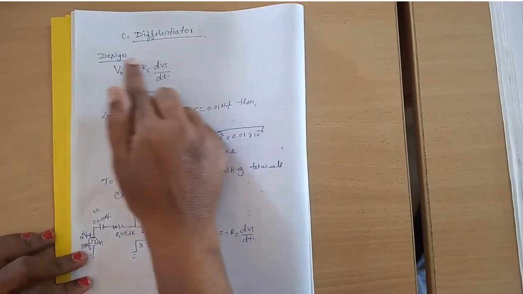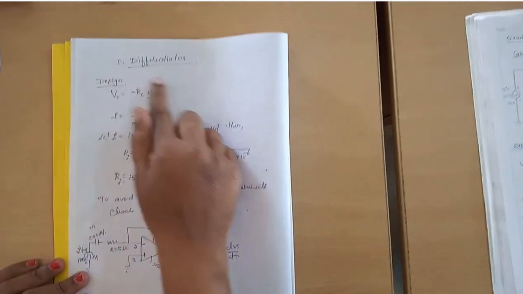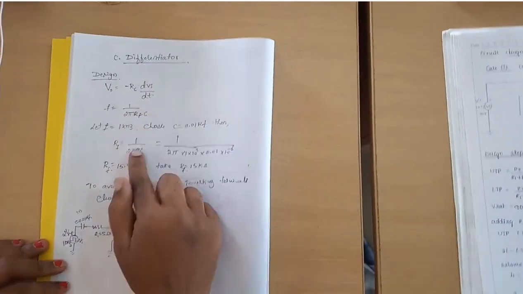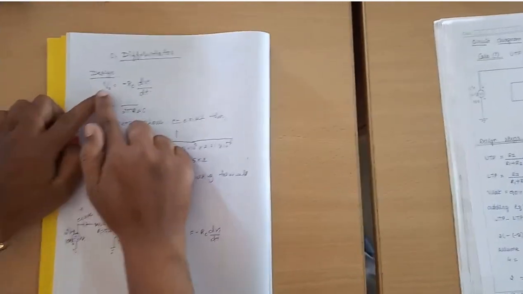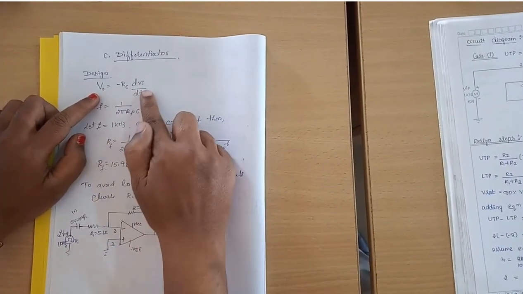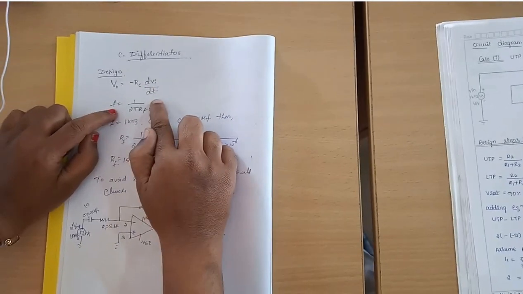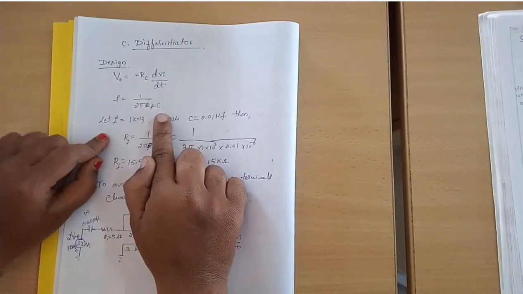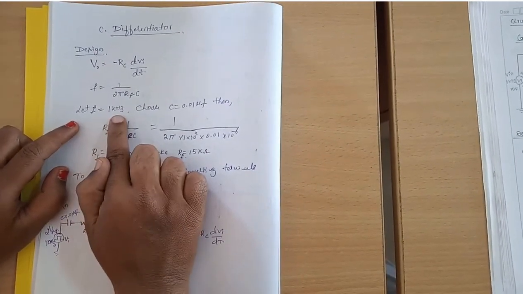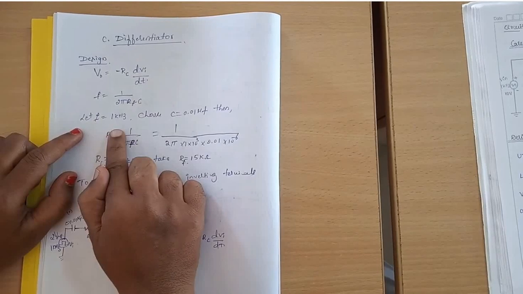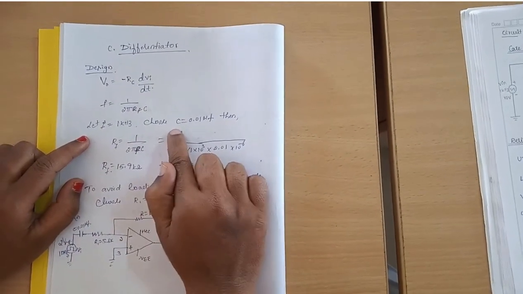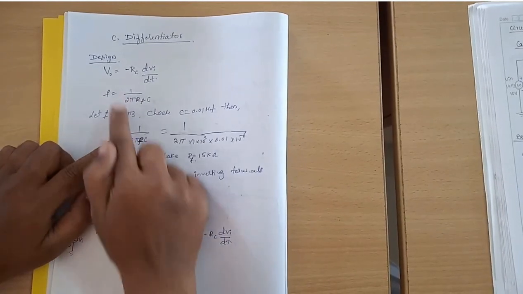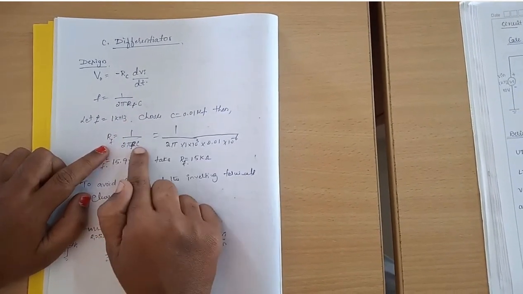As a continuation of the adder and integrator experiments, the part C experiment is the differentiator. Let us see the design of the differentiator experiment. V0 equal to minus RC into the differentiation of the input voltage, dVi by dt. We know that F equal to 1 by 2 pi RF C. Let us consider F equal to 1 kilohertz. For 1 kilohertz frequency, choose C equal to 0.01 microfarad. So RF can be calculated from the formula RF equal to 1 by 2 pi FC.